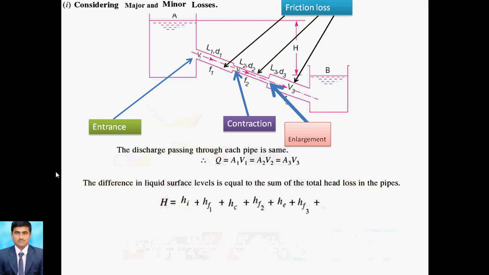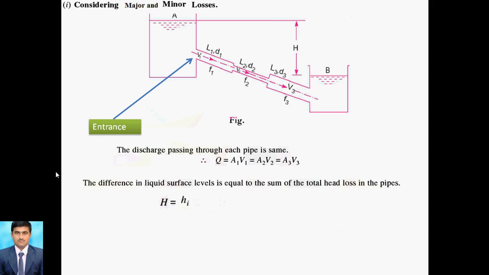Again I repeat these losses. These are the different losses, major and minor losses. First of all, we consider major losses and minor losses. Capital H is equal to, this loss is called the entrance loss, that's why I can call it HI. Then the pipe is long, that's why friction is there, so I can write plus friction loss. The first pipe is there, so I can write HF1, because major loss is called friction loss.